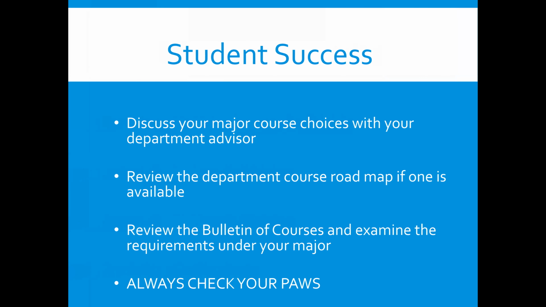Student success. We want you to graduate, and I'm sure you want to have your experience as successful as possible. We recommend that you discuss your major courses with your department advisor, that you review the department course roadmap if one is available, review the bulletin of courses, and examine the requirements under your major. And always, always check your PAWS.